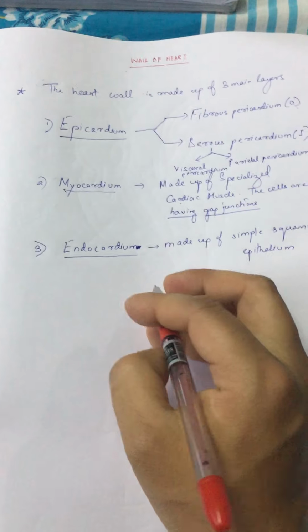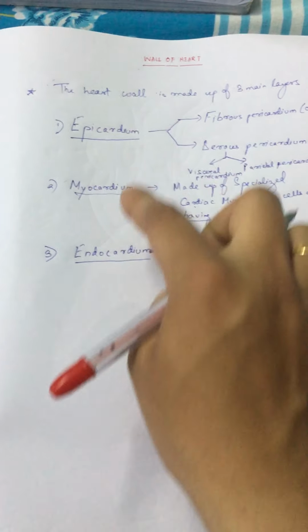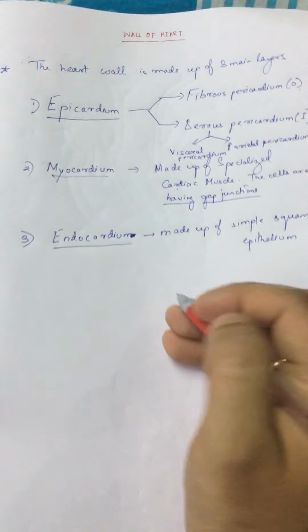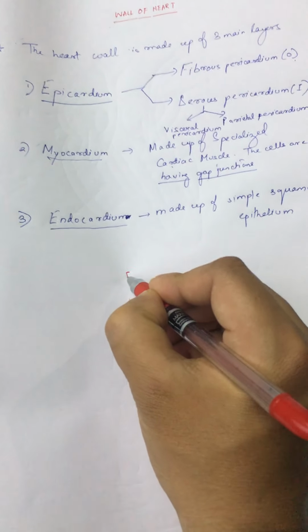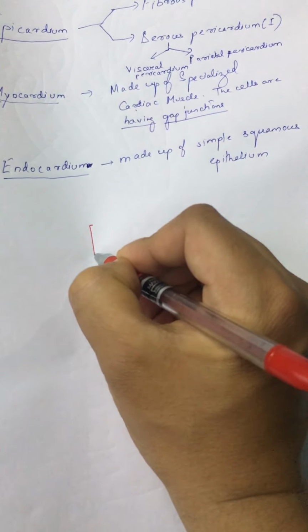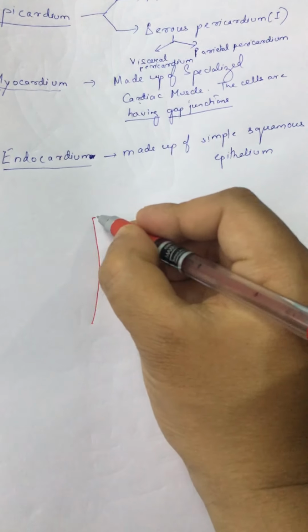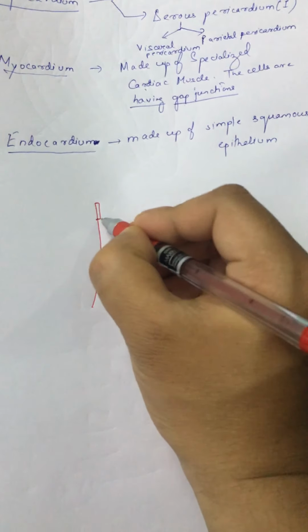and then you will be able to know the arrangement of the endocardium, myocardium, and epicardium. So first of all, I will draw the endocardium, that is the innermost layer. So this is the innermost layer, the endocardium, that will be present in the heart wall.